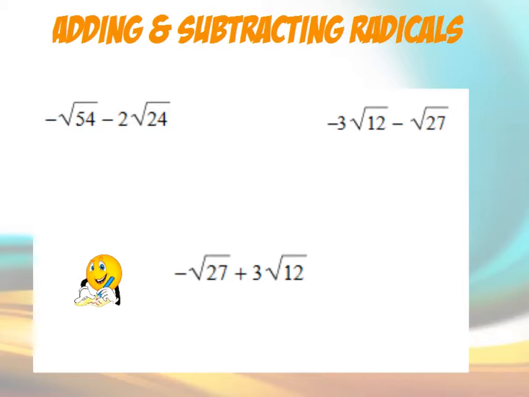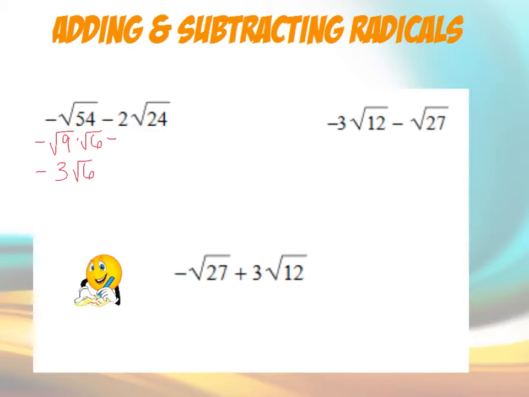We're going to look at a few more here, some bigger numbers, see what we can do with these. This first example is a negative square root of 54 minus 2 square root of 24. By now I'm hoping that you know those perfect squares well and can reduce and simplify these radicals. What goes into 54? That would be a perfect square. 9 goes into 54 6 times. So I'm going to write that square root of 9, square root of 6. It becomes negative 3 root 6.